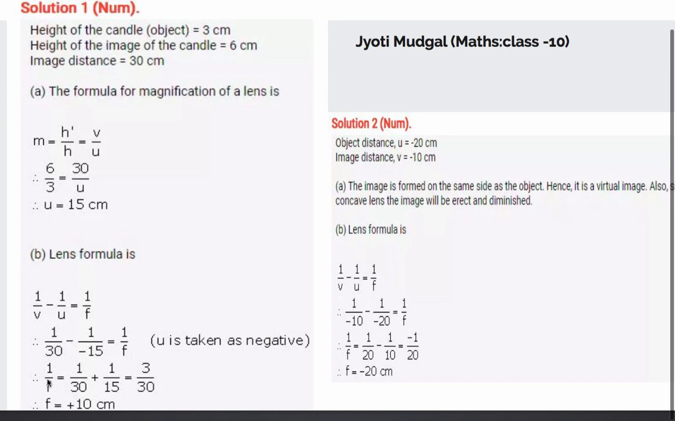Correct, students. So we get 1 upon f equals 1 by 30 plus 1 by 15. LCM comes out 30. 1 plus 15, 2s are 30. 1 plus 2 is 3, 3 upon 30. We get 1 upon f as 1 upon 10. Now to find the focal length, take the reciprocal on both the sides. f comes out 10 centimeter.